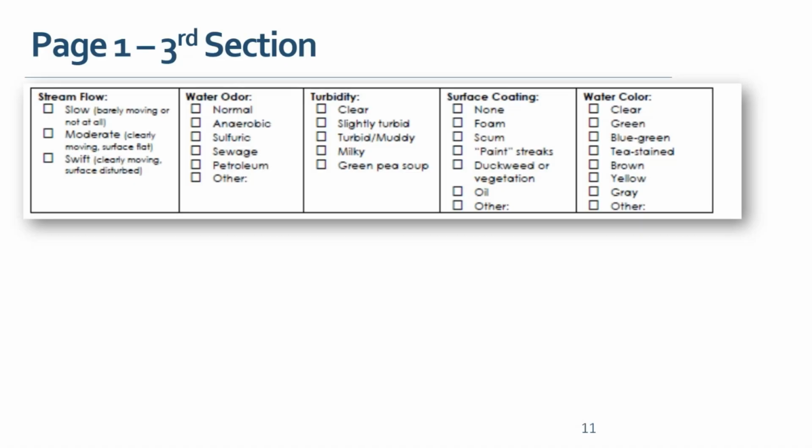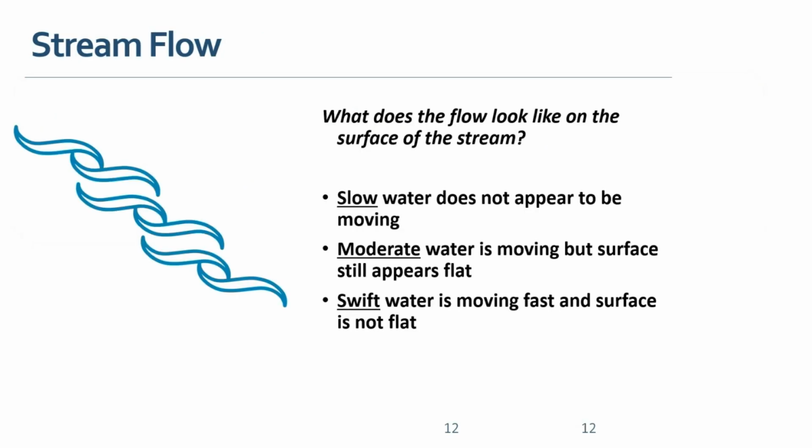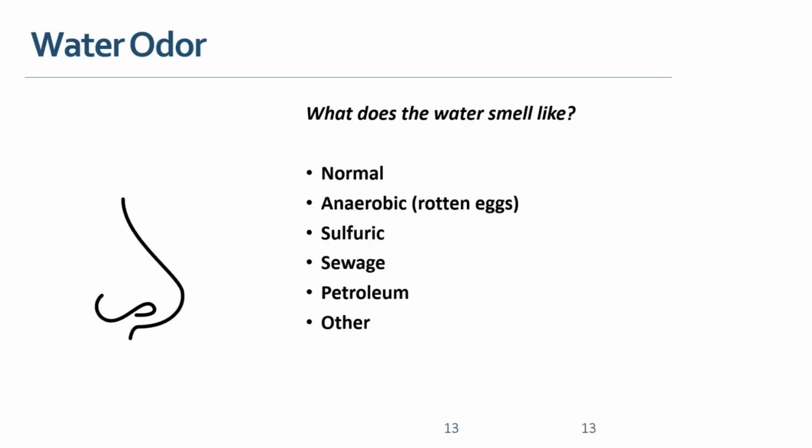For turbidity, that's how easy it is to see through the water. Is it clear? Is it slightly turbid? Is it turbid or muddy? Is it milky or green pea soup? And I have slides that show examples of these. For the surface coating, is there none, foam, scum, or paint streaks? And what is the color of the water? I already went through what the stream looks like as far as stream flow and odor.